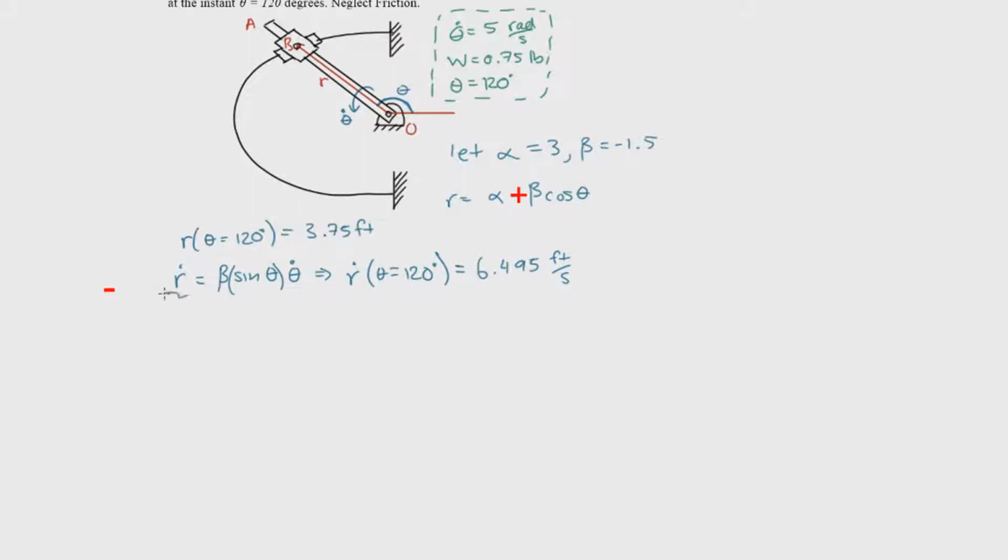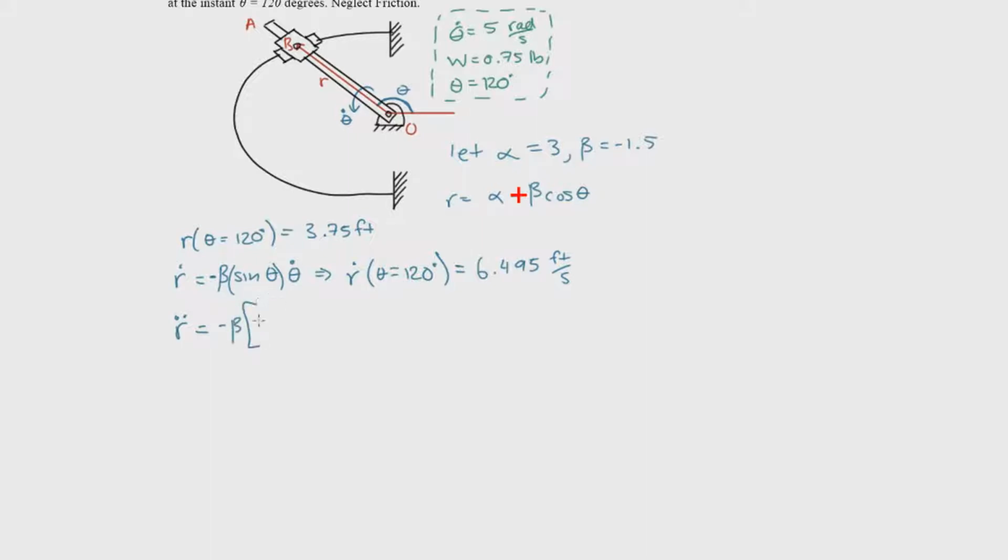Now to find the acceleration in the radial direction, all we have to do is take another time derivative of this equation. I actually forgot a negative here. I'm sorry, this should be a negative beta. So we're going to pull out that negative beta and then do the product rule as well as the chain rule.